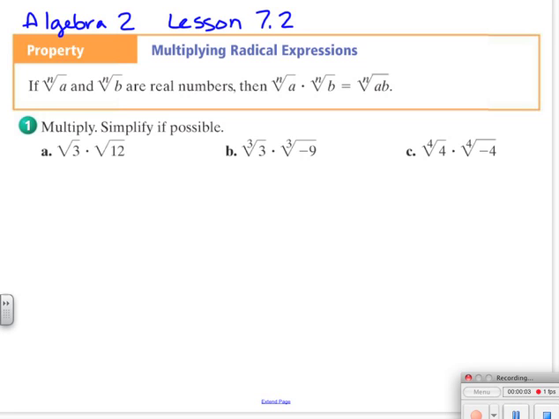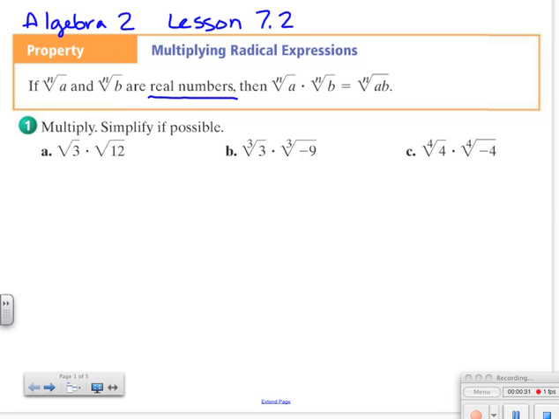This video is for Algebra 2, it's lesson 7.2, and we're going to look at radical expressions. We're going to start by multiplying them. If the nth root of A and the nth root of B are real numbers, and this is a very important feature that you talk about, the fact that they are real numbers, then when you multiply those two nth roots, they are equal to the nth root of A times B.